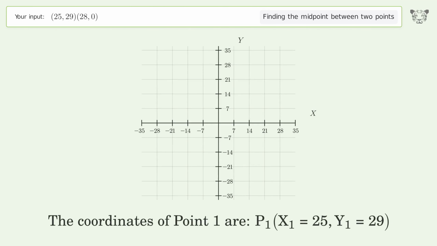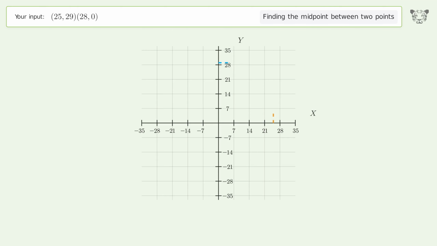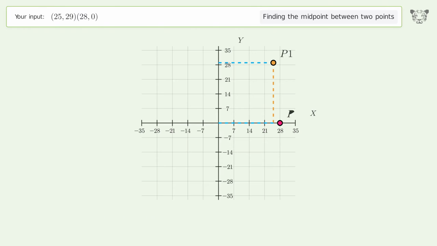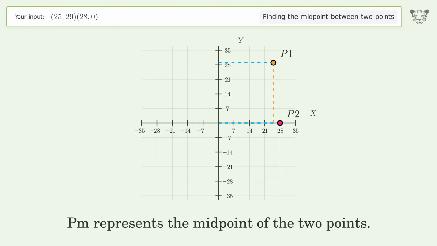The coordinates of point 1 are x1 equals 25, y1 equals 29. The coordinates of point 2 are x2 equals 28, y2 equals 0. PM represents the midpoint of the 2 points.